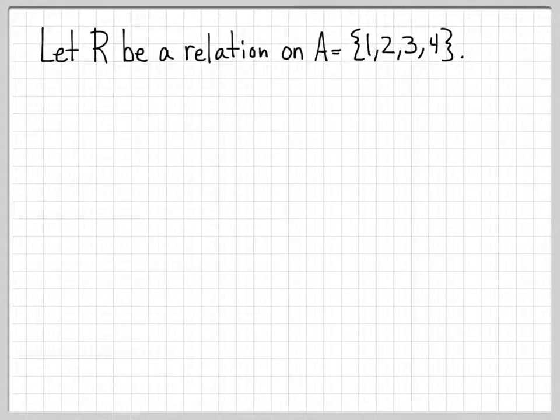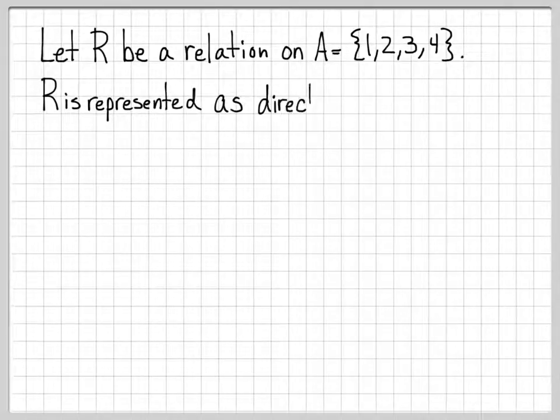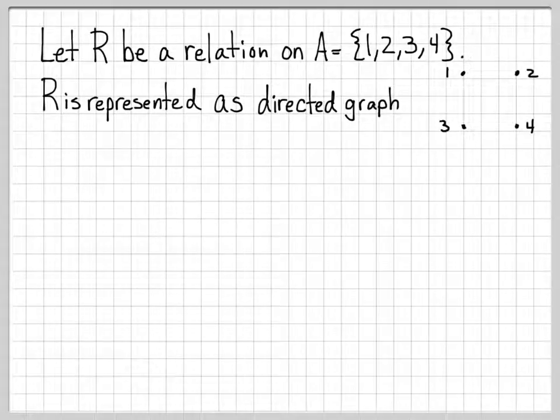In this problem, we're going to work with a relation again, and this relation is going to be on A. When we say it's on A, we mean it's from A to A, so it starts on A and ends on A. What we're going to practice in this problem is representing R as a directed graph, and also talk about some of the properties of the relation R.